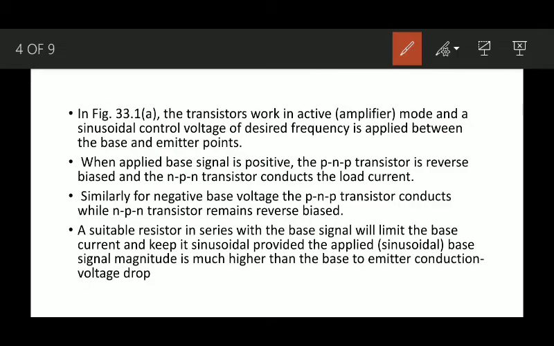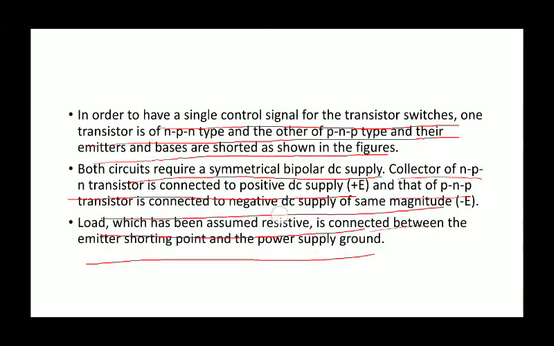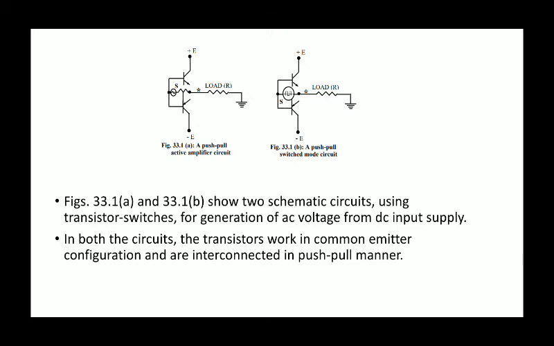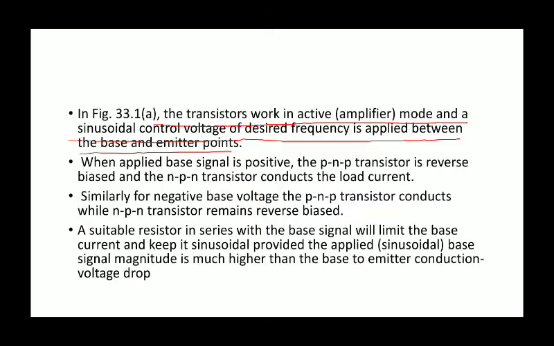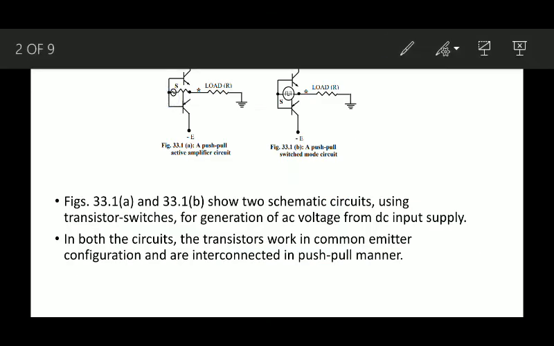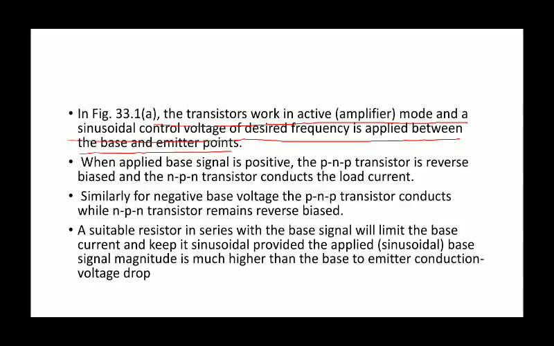In figure 3.33(a), the transistor works in active amplifier mode, in which a sinusoidal control voltage of the desired frequency is applied between the base and emitter. You can see we apply the sinusoidal voltage in figure A for the switching of the transistor. This is the sinusoidal voltage applied between base and emitter.